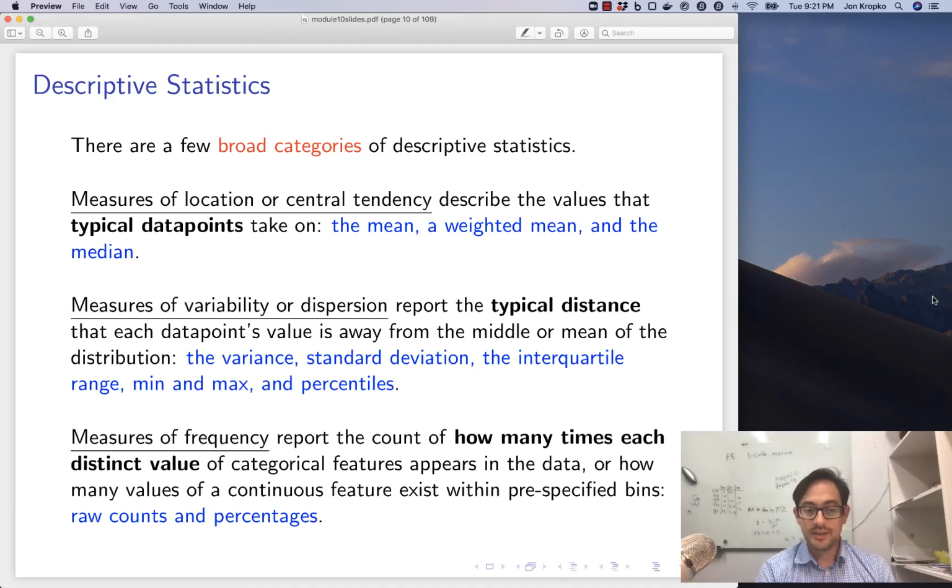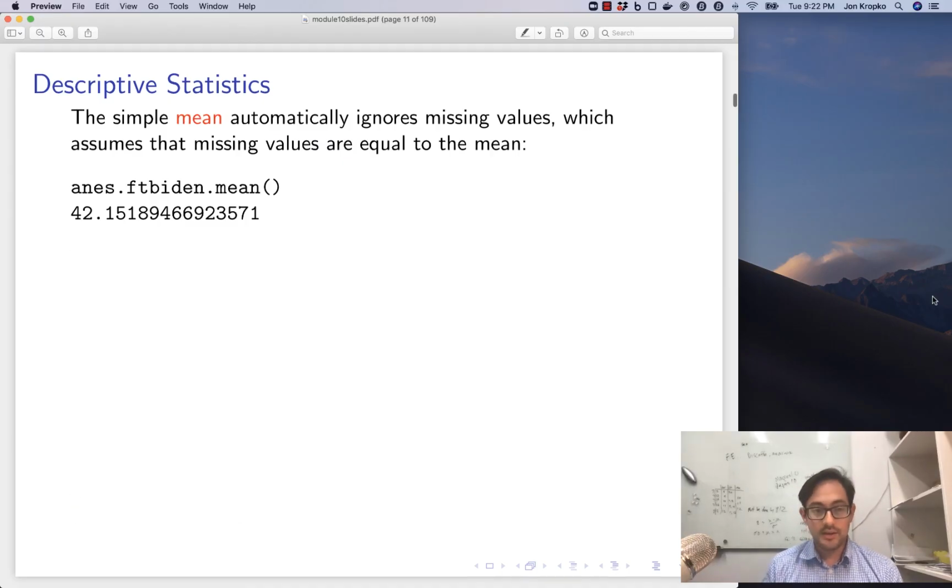So for a category, it's just the count of every category. For a continuously valued feature, you could take those continuous values and put them into bins and then count how big each bin is. So this category includes the raw counts. It also includes percentages. These are the three big categories of descriptive statistics, and we'll go through them now.